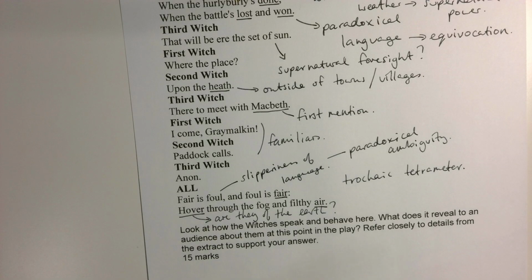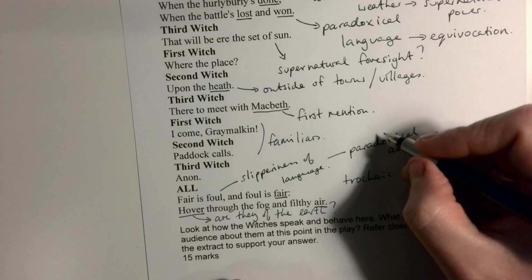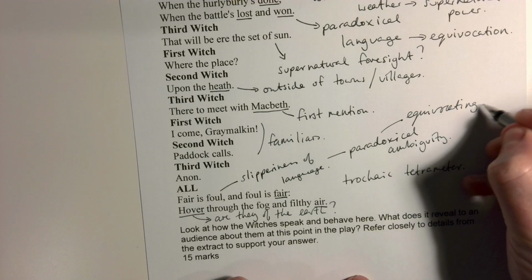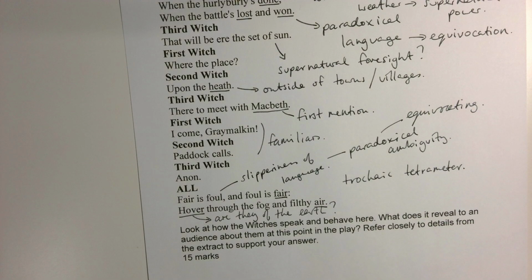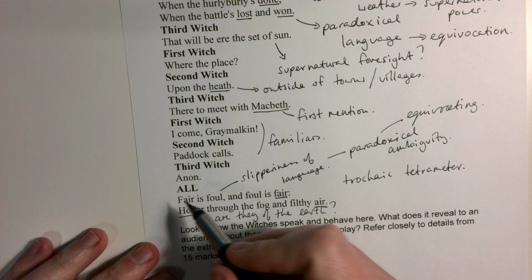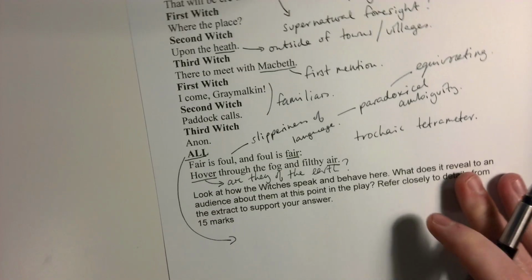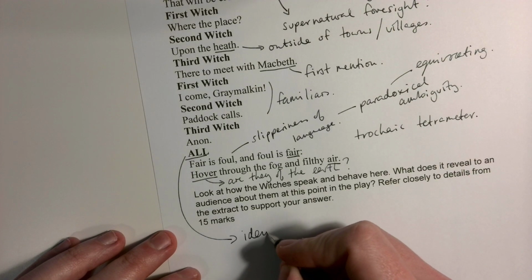And this paradoxical, ambiguous language, this equivocating language, is so important for the witches. Why is it important? Well, what's going on with the witches? There's a sense of the witches' identities not really being particularly individual, that they are part of a greater whole. Note here that they speak in unison. So we've got a sense in which we could say that identity is dissolved.